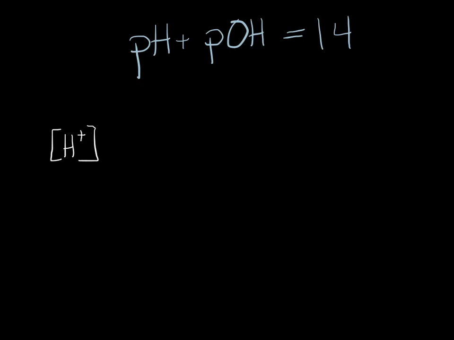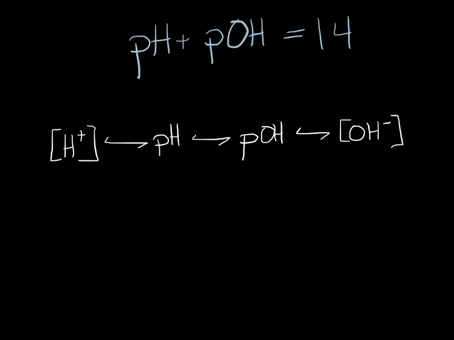And from the concentration of H+, we can go either direction and get the pH. From pH, we can go either direction and get the pOH. And from that, we can get the concentration of OH-. So the 4 things you're going to have to find during this unit are H+, pH, pOH, and OH-. And if you have any of those 4, you can find the other 3 just by following this pattern.